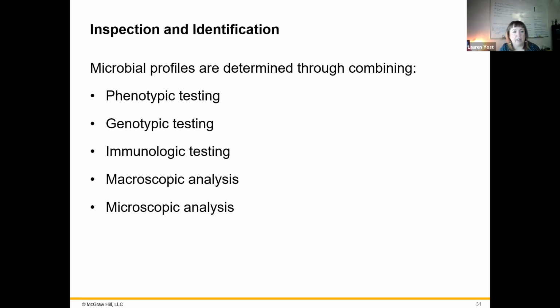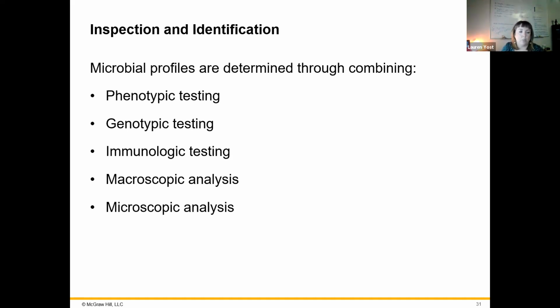So for inspection and identification, we have a lot of different things available to us as microbiologists to investigate the identities of these microorganisms, whether it is phenotypic, that means looking at certain observable traits of these organisms. That includes things like media color changes or something like that. Genotypic, so doing something like PCR to look at the genes of these organisms. Immunologic, their reactions with bacteria, their reactions with antibodies.